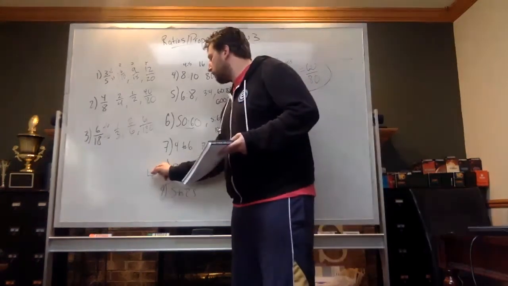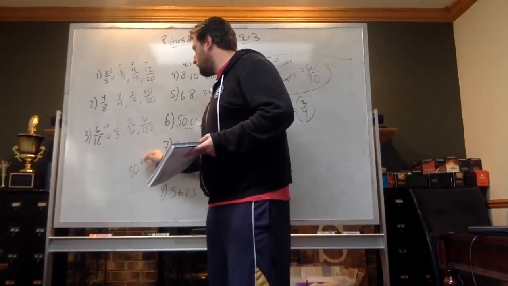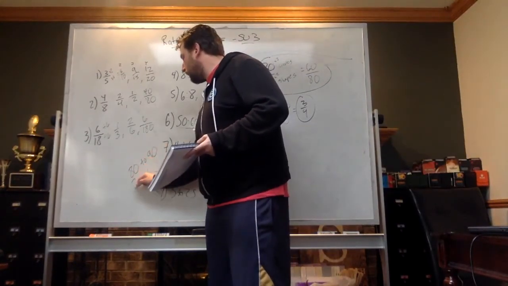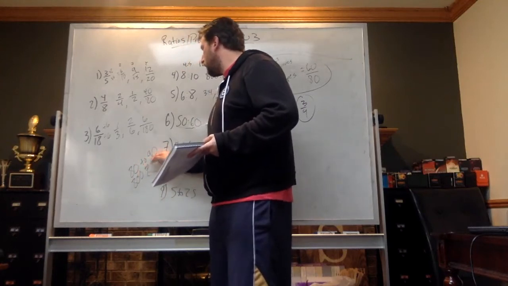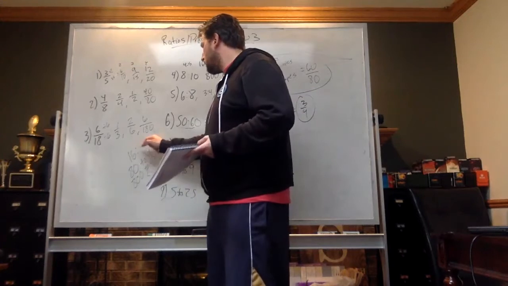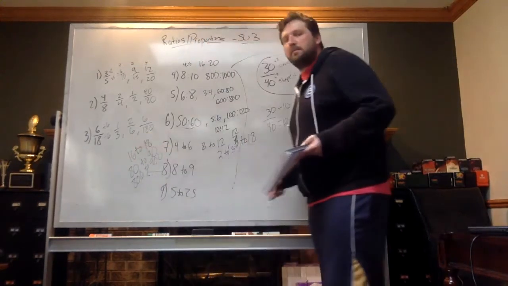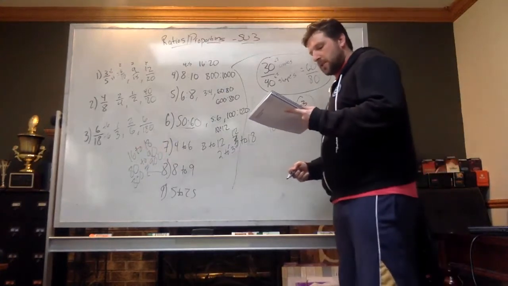8 to 9. Again, I'm going to multiply each by, let's say 10, 80 to 90. I'm going to multiply each by 100, 800 to 900. And I'll multiply each by 2, 16 to 18. So again, very similar to equivalent fractions.